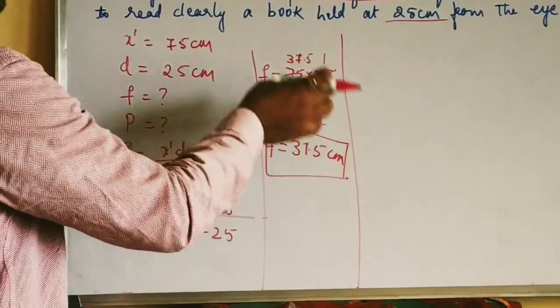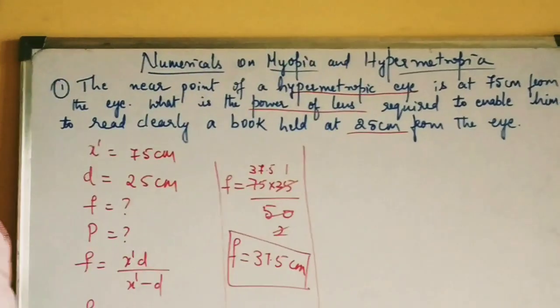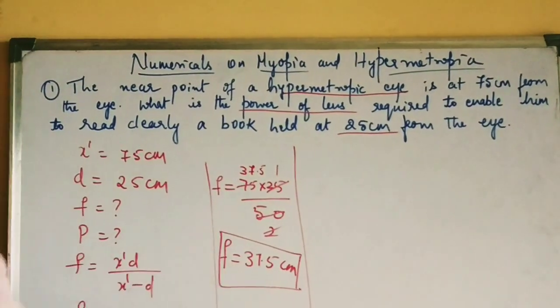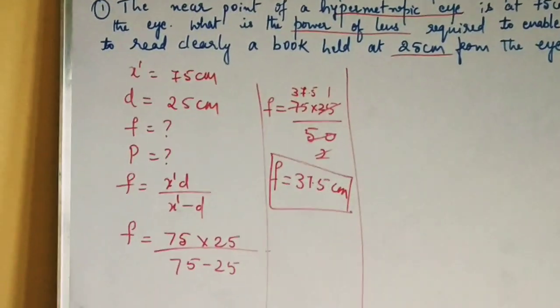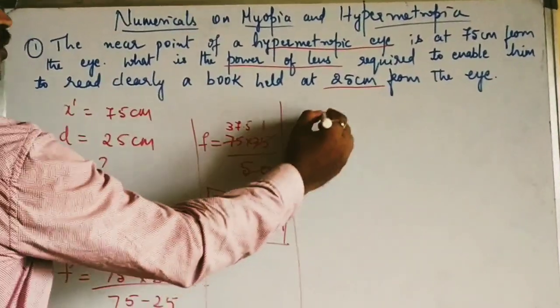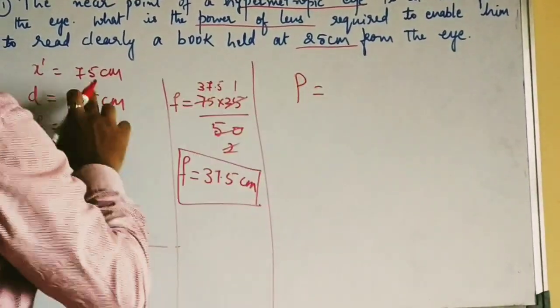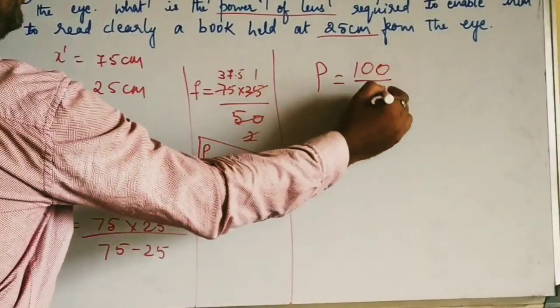When the focal length is a positive value, it clearly says that the person is having hypermetropic eye, and for the correction we have used convex lens. Okay, now we have to find out the power of the lens. Therefore, power of the lens P is equal to what? We have to use this in centimeter. It is given, it is 100 by f.